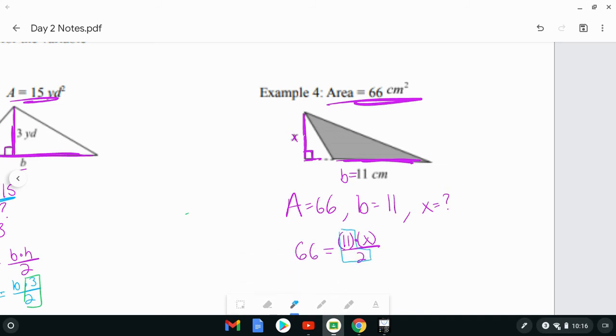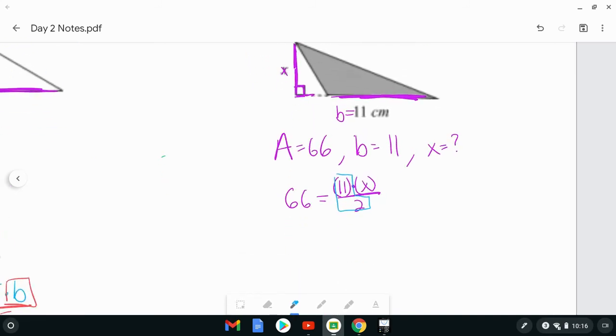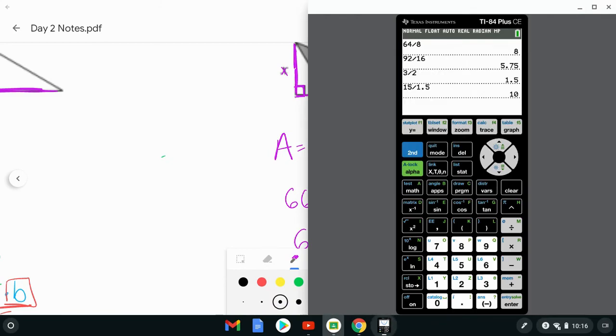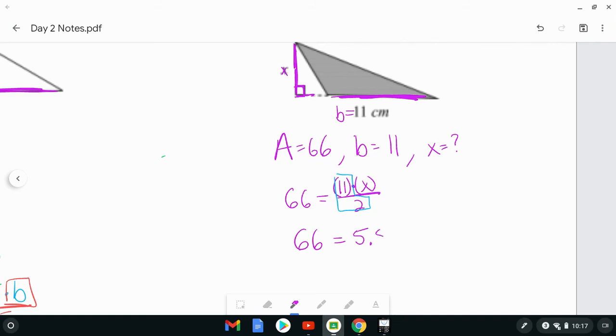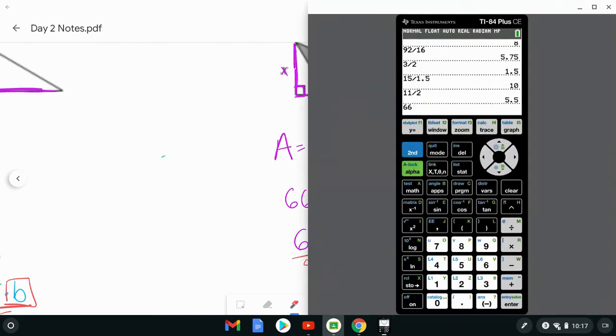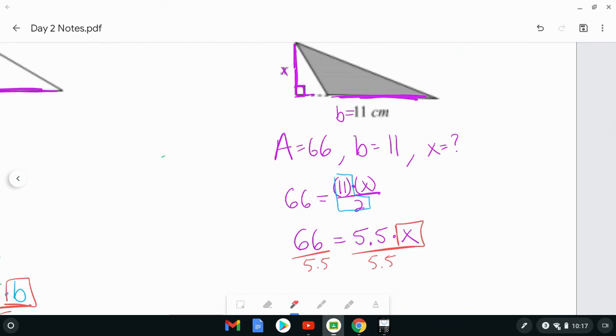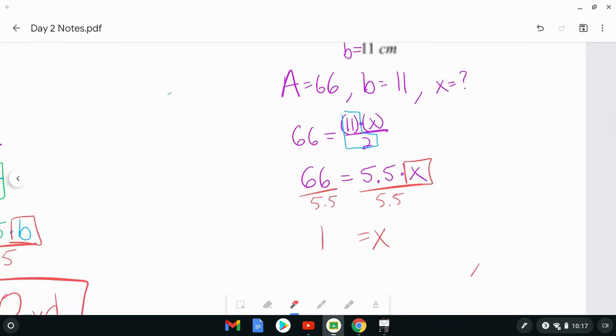Go ahead and find the fraction. So 66 is equal to whatever 11 over 2 is, which is 5.5 times x. Remember, we're trying to get x by itself. So if it's being multiplied by 5.5, all we do is divide by 5.5 at that time. So 66 divided by 5.5 is going to be 12. So x equals 12. Those will cancel, and x is by itself.